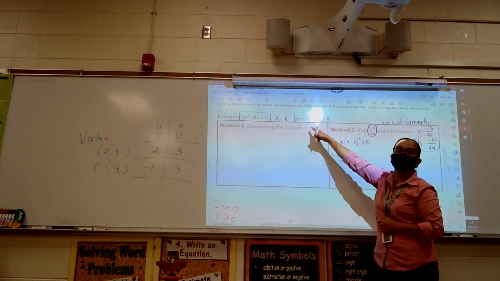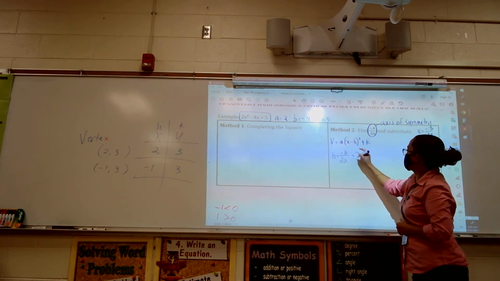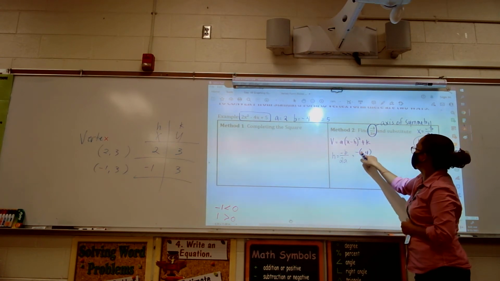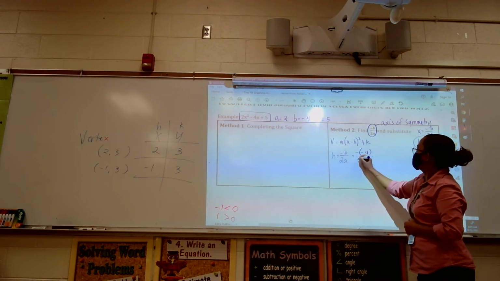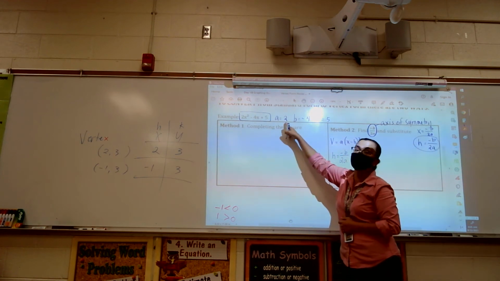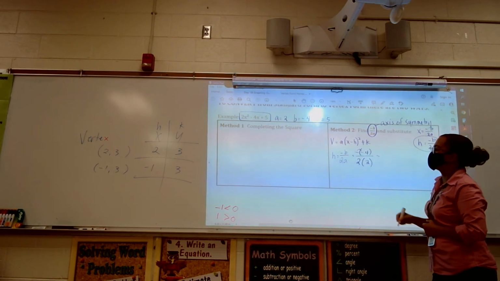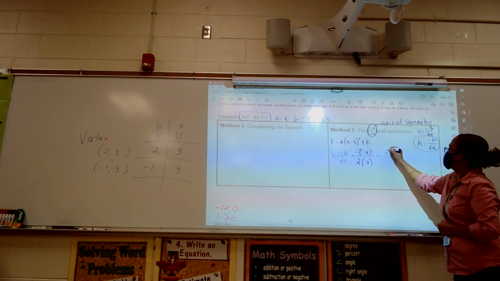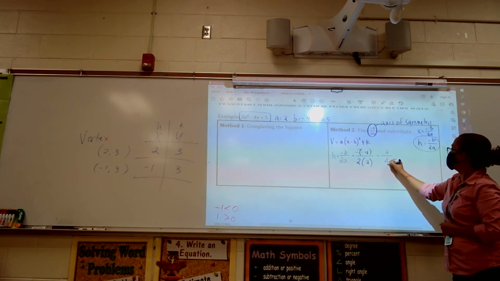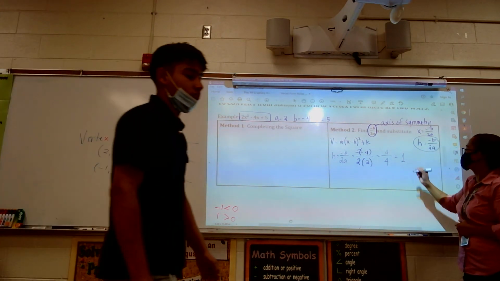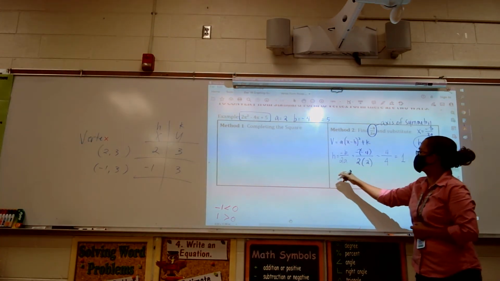So what is b again? Negative 4 for the coefficient, so negative of negative 4, divided by 2a, where a is 2. So what's negative times negative? That would be 4. And what is our h? 1. h is 1.